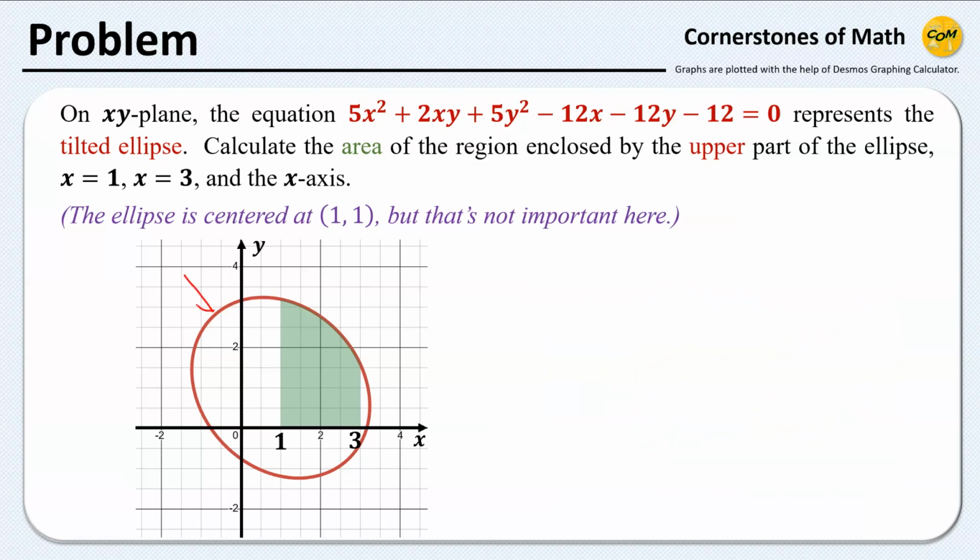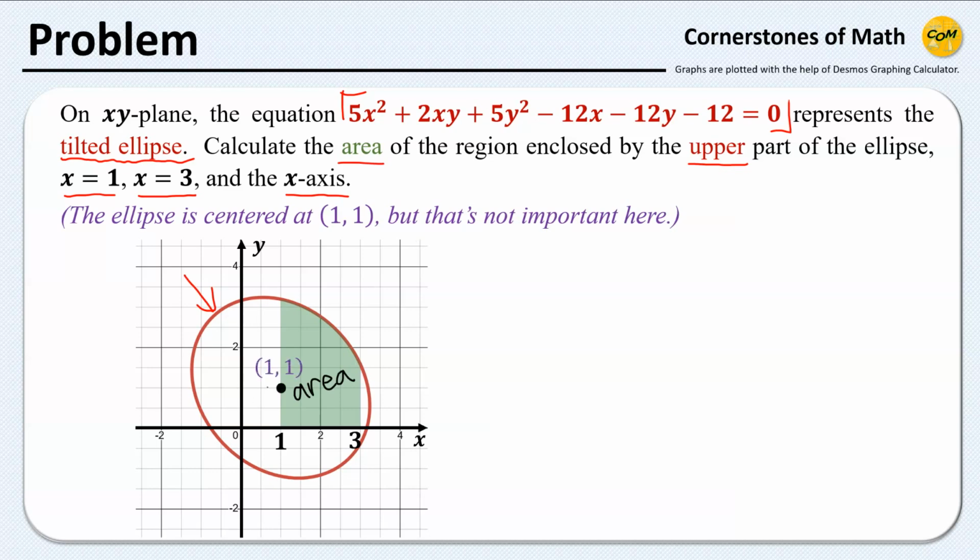Today we are going to deal with this ellipse right here, given by the equation 5x squared plus 2xy plus 5y squared minus 12x minus 12y minus 12 equals 0. This is a tilted ellipse as can be seen in the figure, and we want to calculate the area of the region enclosed by the upper part of the ellipse, x equals 1, x equals 3, and the x-axis. That is this shaded region right here.